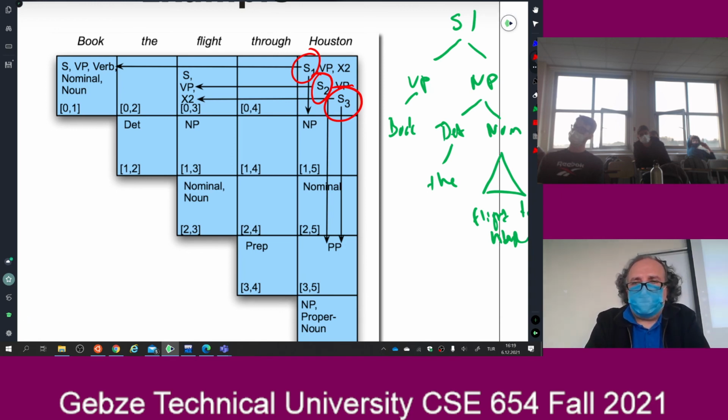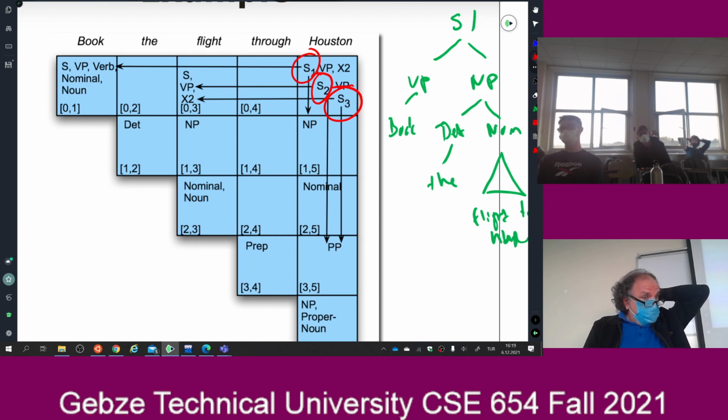Where is the third one coming from? What is the third meaning for this sentence? Okay. That will be the cliffhanger for you for next week. So you will have to wait until next week to see what this S3 is. Book the flight to Houston. There's the third one.